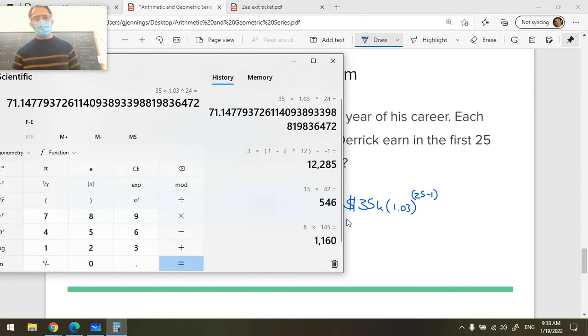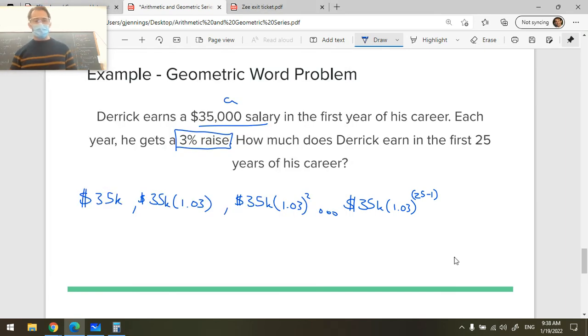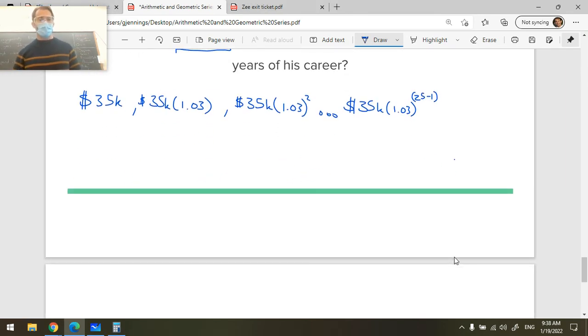Cool. Now that's a sequence. The amount he earns in each year is a sequence, and it's growing geometrically. So we can use the mathematics of geometric series to answer this type of question. Write out the formula. S of n is equal to the first term multiplied by 1 minus r to the n, all divided by 1 minus r.